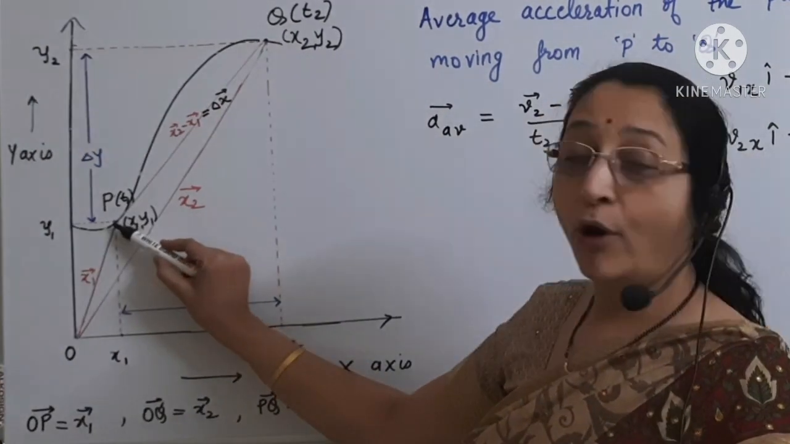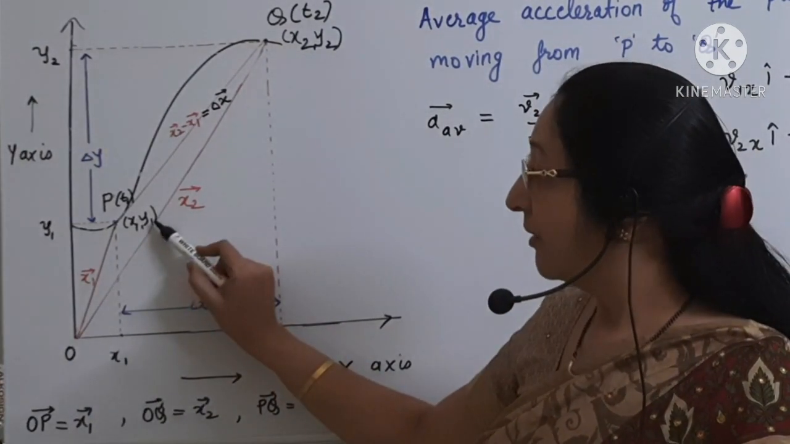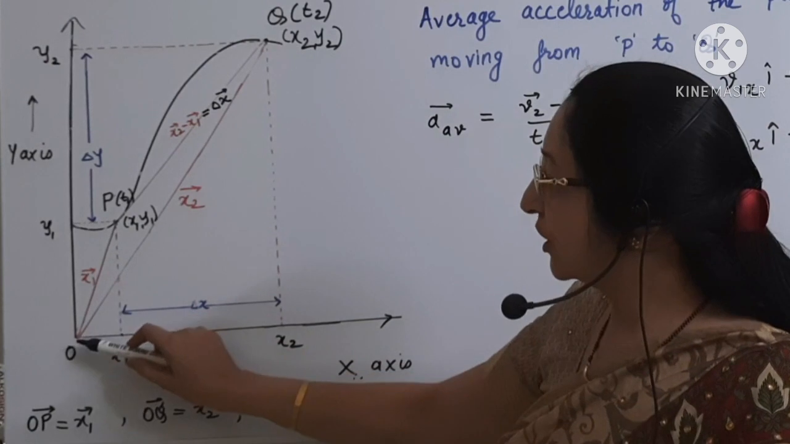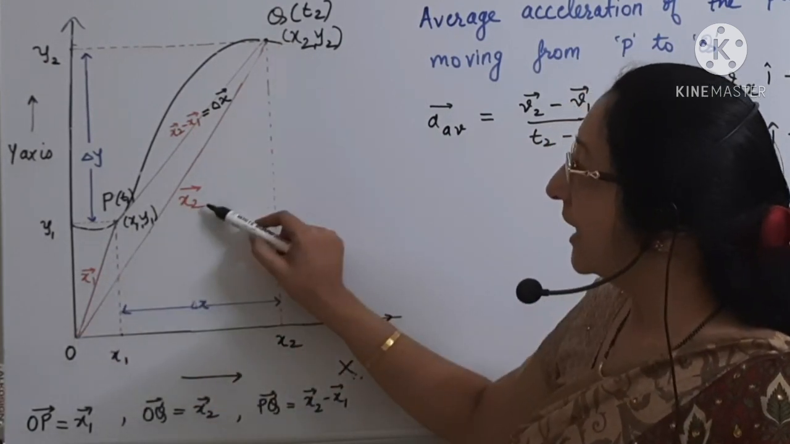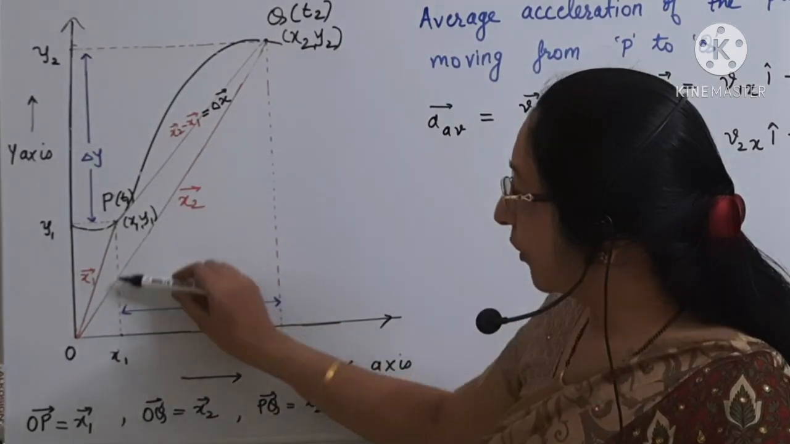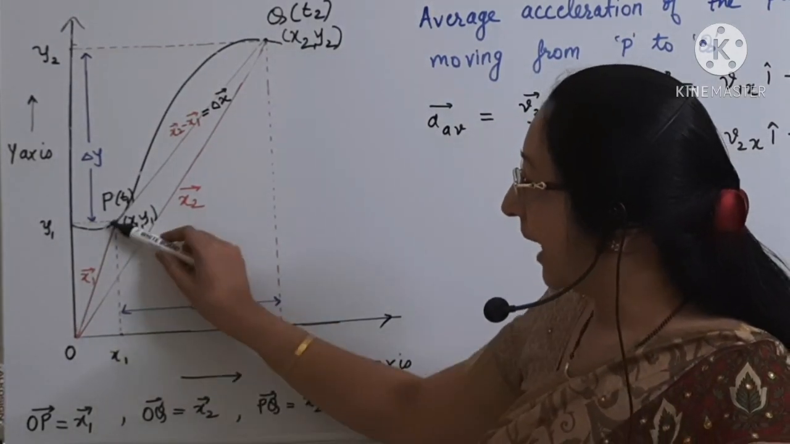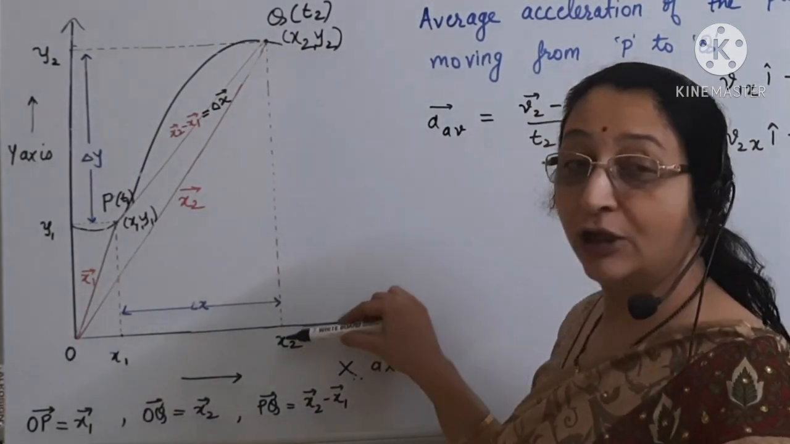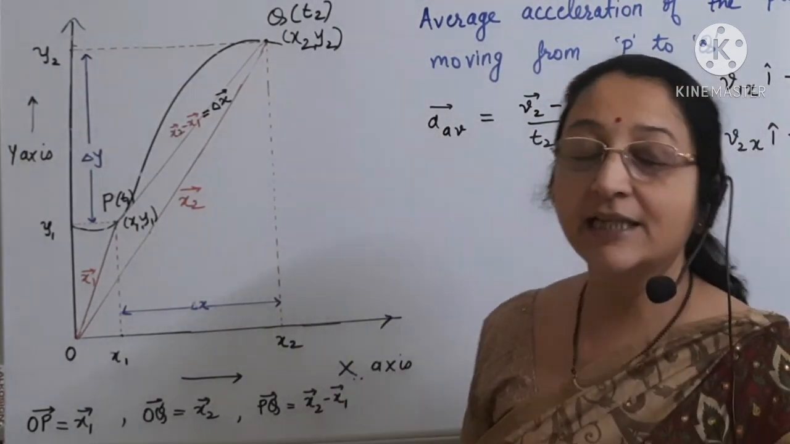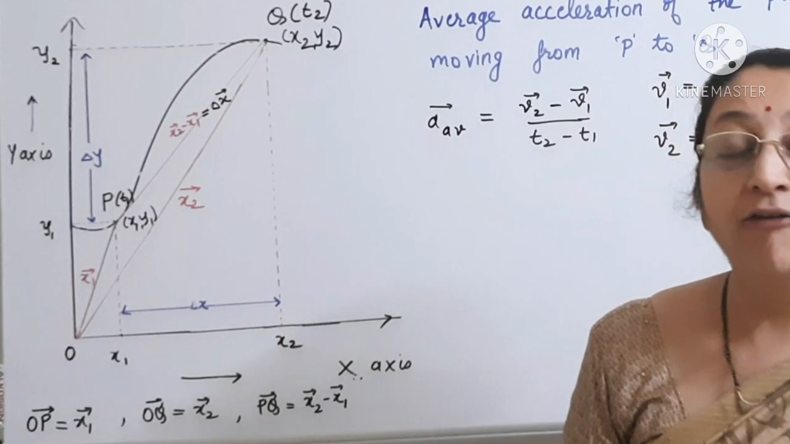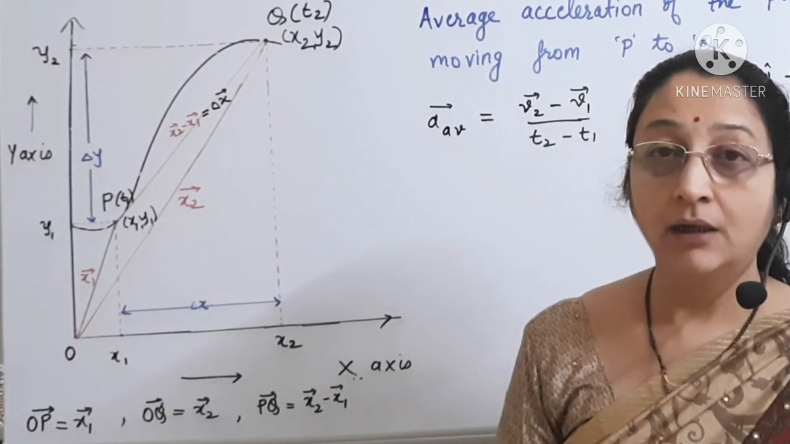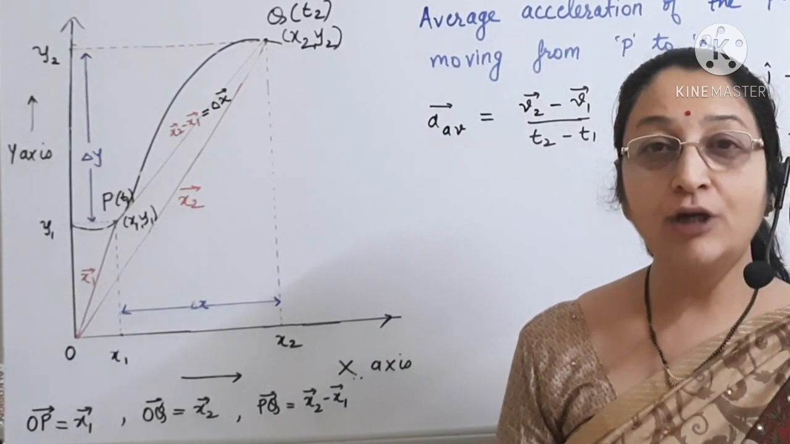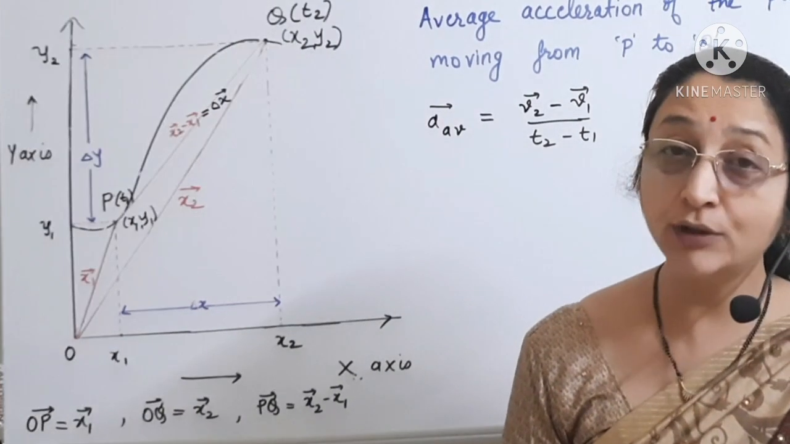The point P has coordinates x1 and y1. The point Q has coordinates x2 and y2, and its position vector is OQ. We draw perpendiculars from point P on the x-axis and y-axis, so this is x1 and this is y1. And from point Q, we draw perpendiculars on the x-axis and the y-axis, and it has coordinates x2 and y2. In the last lecture, we discussed the displacement, the average velocity, and the instantaneous velocity of the particle in two dimensions.